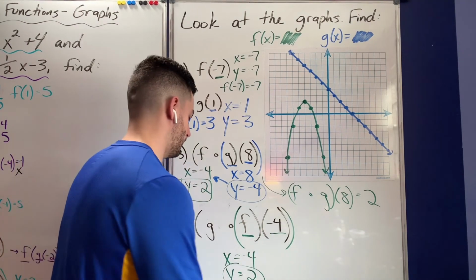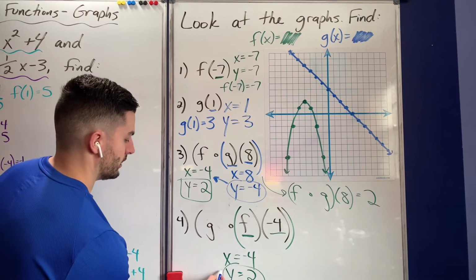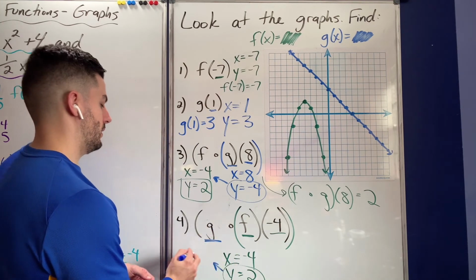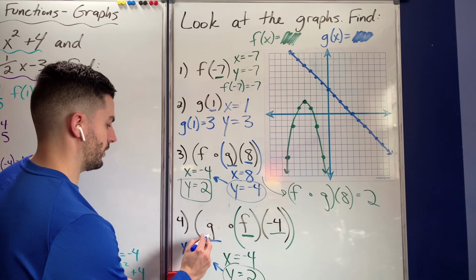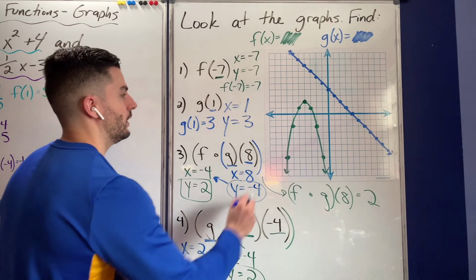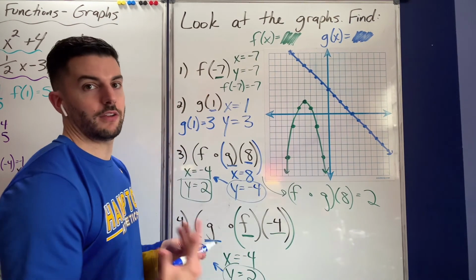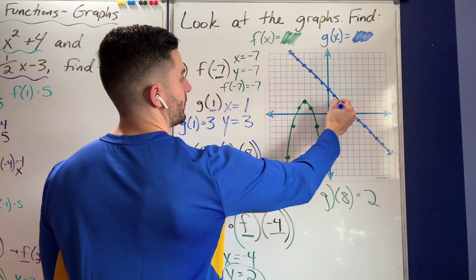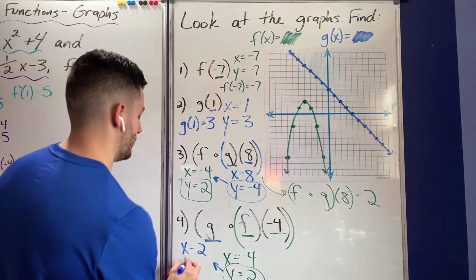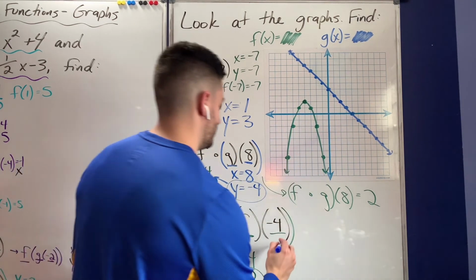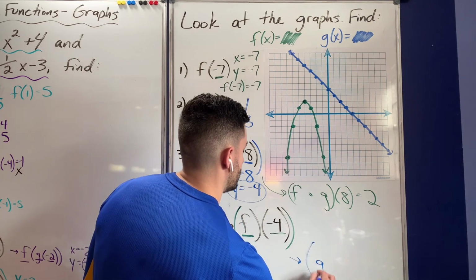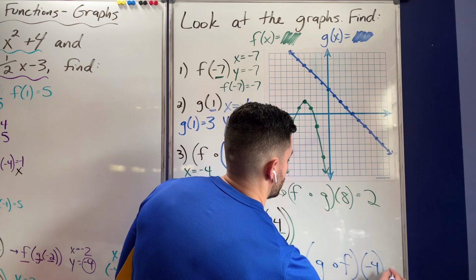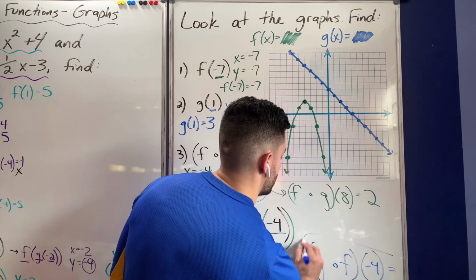But then I take that answer and say, within the g equation, I look for it on my g graph. So when x is 2 on my g graph, what's the y value that corresponds with that? When x is positive 2, that'd be this point right here, and the y value there is also positive 2. So we could say for this one as well, g of f of negative 4 equals positive 2.